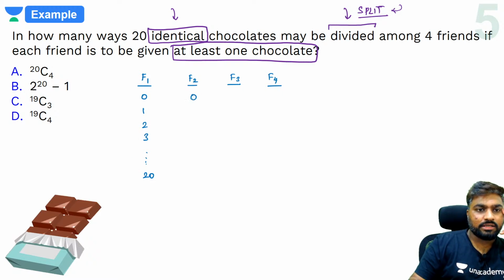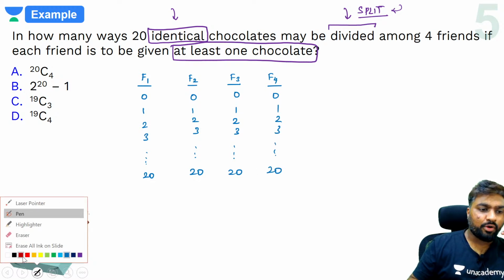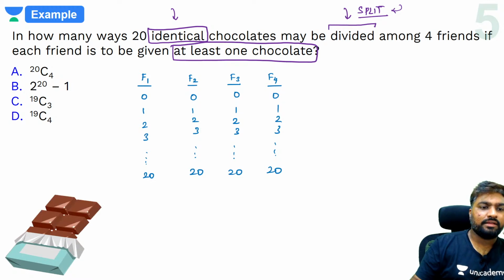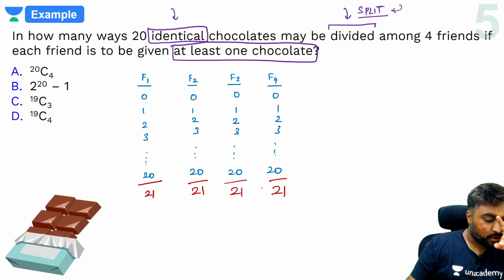Second guy का क्या होगा? 0 chocolates, 1, 2, 3 ऐसे करके 20 chocolates. Third friend का 0, 1, 2, 3 ऐसे करके 20 chocolates. Fourth friend का 0, 1, 2, 3 ऐसे करके 20 chocolates. बट इसमें प्रॉब्लम क्या है? So there will be 21 ways, 21 ways, 21 ways, 21 ways. But what's the issue here?